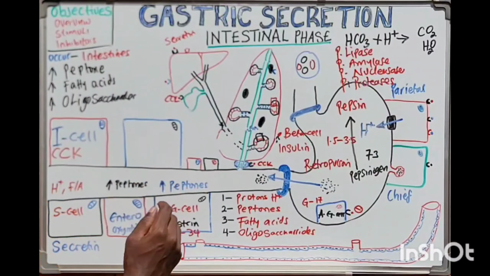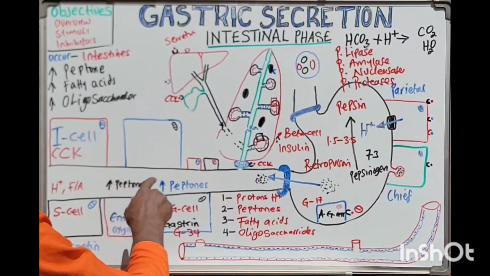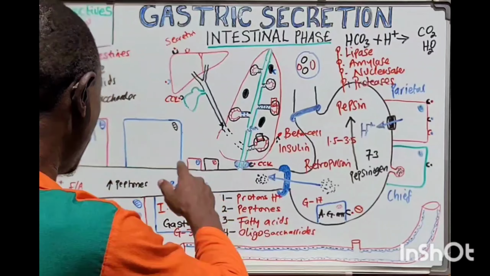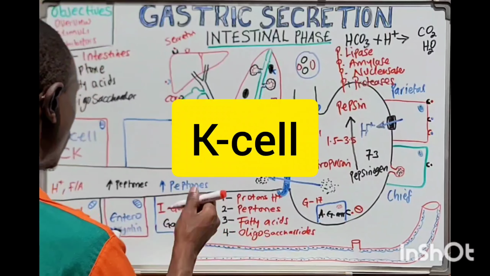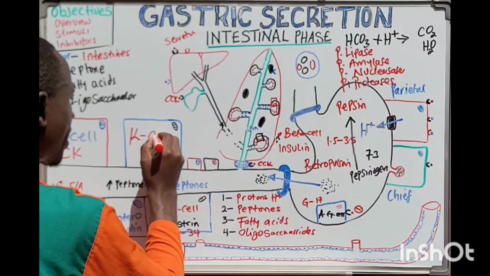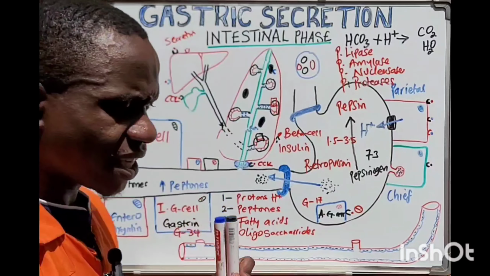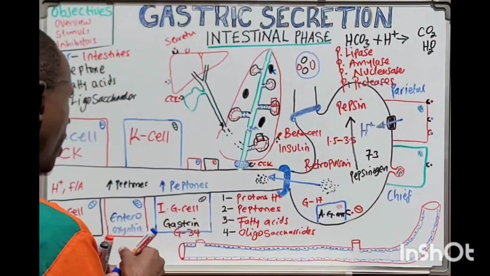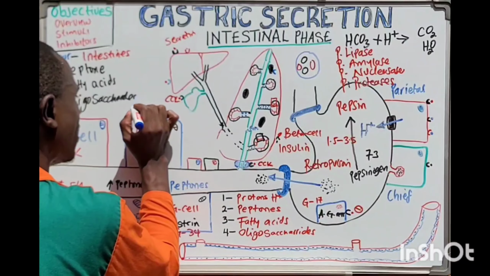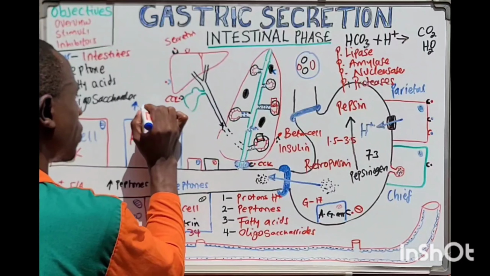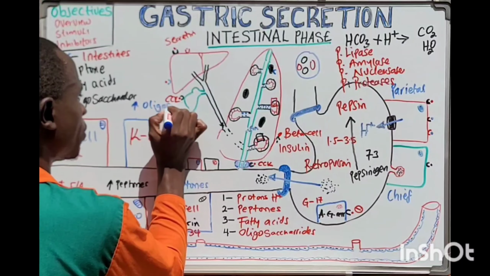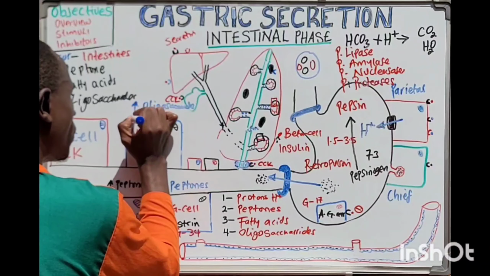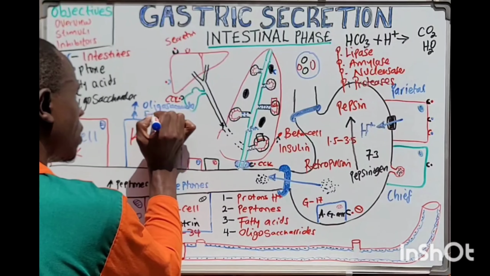Now, another thing is that we also have another kind of very important cell. You know how this cell is called? This cell is what we call the K cell. Now this K cell is super sensitive to the following molecules within what we call the chyme. It is sensitive to high levels of what we call oligosaccharides.